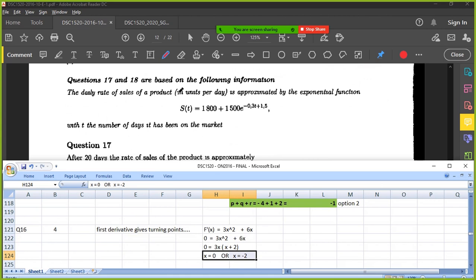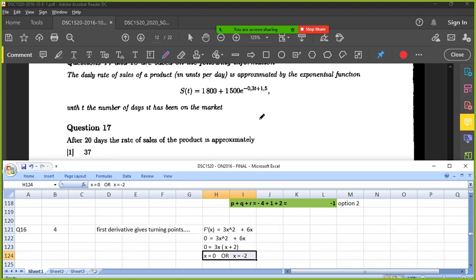Okay, 17 and 18 are based on the following information. The daily rate of sales of a product is approximately the exponential function, with t the number of days it has been on the market. Okay, so this is E. After 20 days, so you're probably going to put 20 into t. If I remember correctly, you can do this on your calculator. So grab the calculator. Let's see if you can do it.